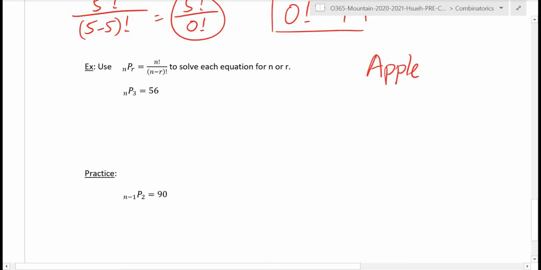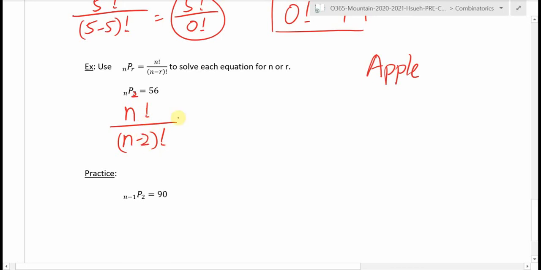Okay, so here's the example. Use the nPr formula to solve each equation for n. So nP3, by definition, this is going to be n factorial divided by n minus 3 factorial. Oh, actually, this is a typo. It should be nP2. My bad. Otherwise it's not going to work. So this is nP2, n minus 2.